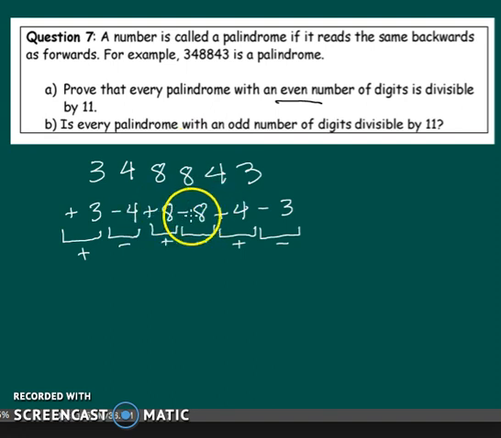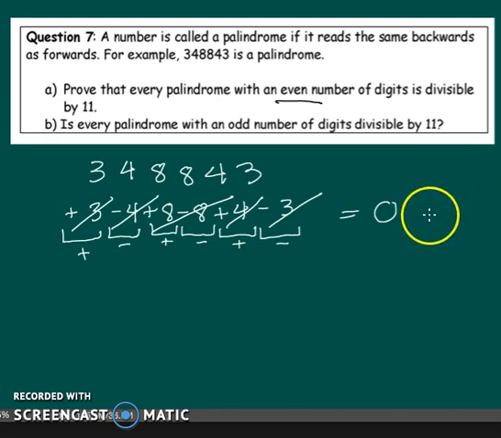I've got plus 8, minus 8. They cancel each other out. Minus 4 and plus 4. They cancel each other out. Plus 3 and minus 3. And they cancel each other out. We are left with a remainder of 0. Therefore, the number is divisible by 11.